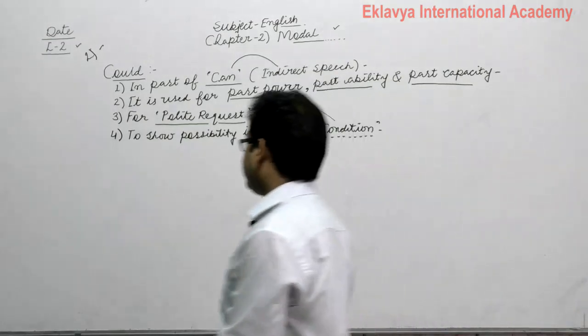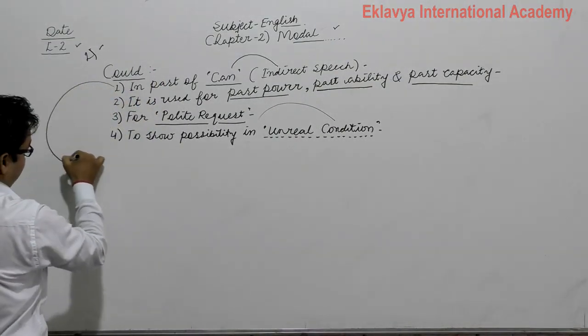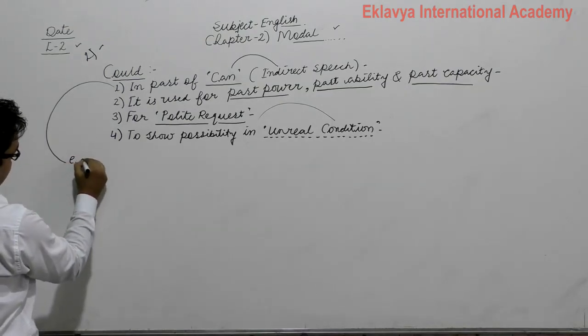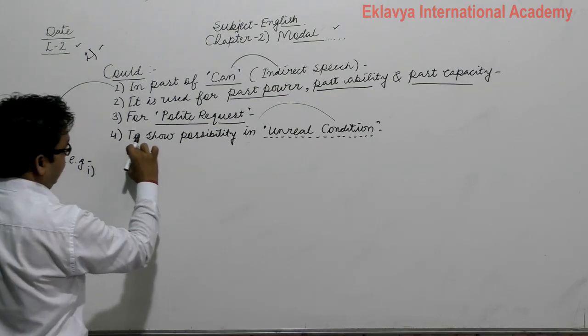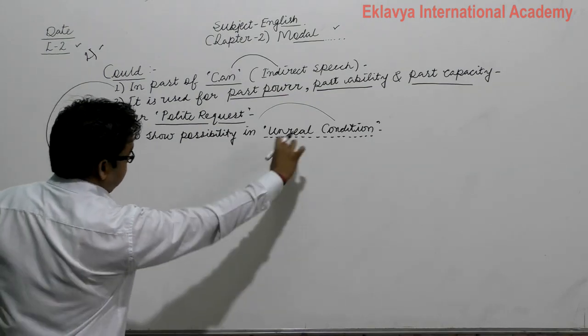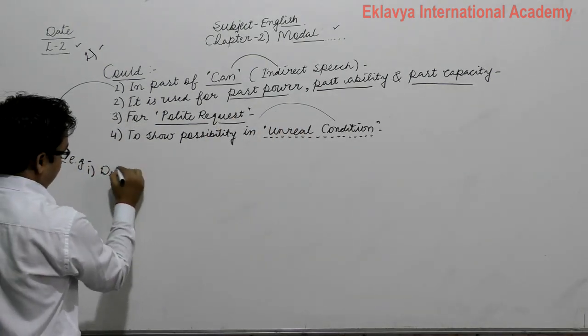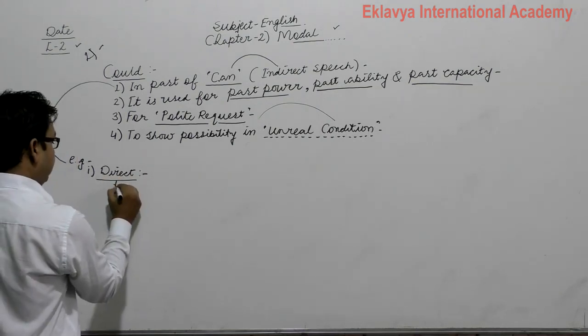Okay, let's have the point number 1 example. Just mention here point number 1, in past of can, in indirect speech. Okay, students, first write the example of direct and then we'll have indirect speech.